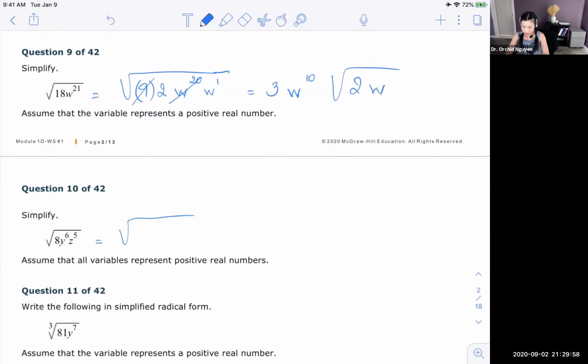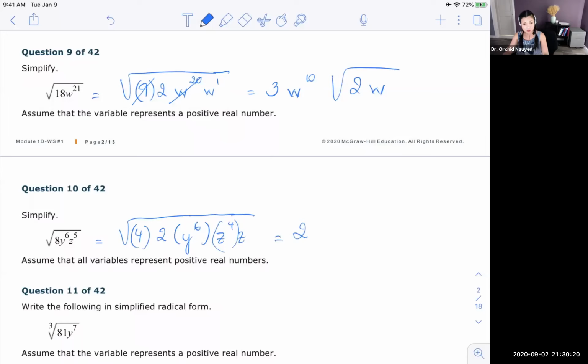We have 4 is a perfect square. I'm just going to put all the perfect square in the parenthesis. So what I have for y is a perfect square, because it's even number, you divide by 2 evenly. Z, we have z to the 4th and z. So z to the 4th is a perfect square. So now we're ready to take it out.